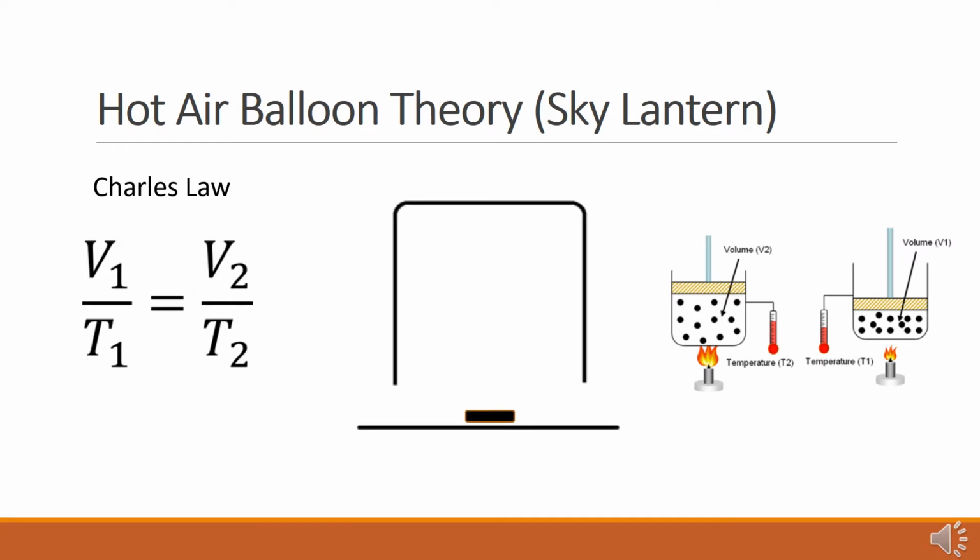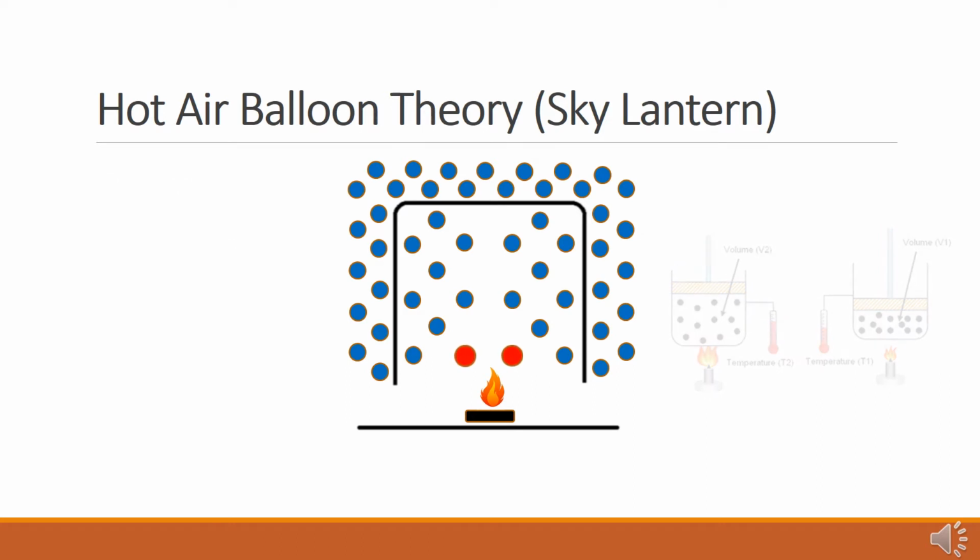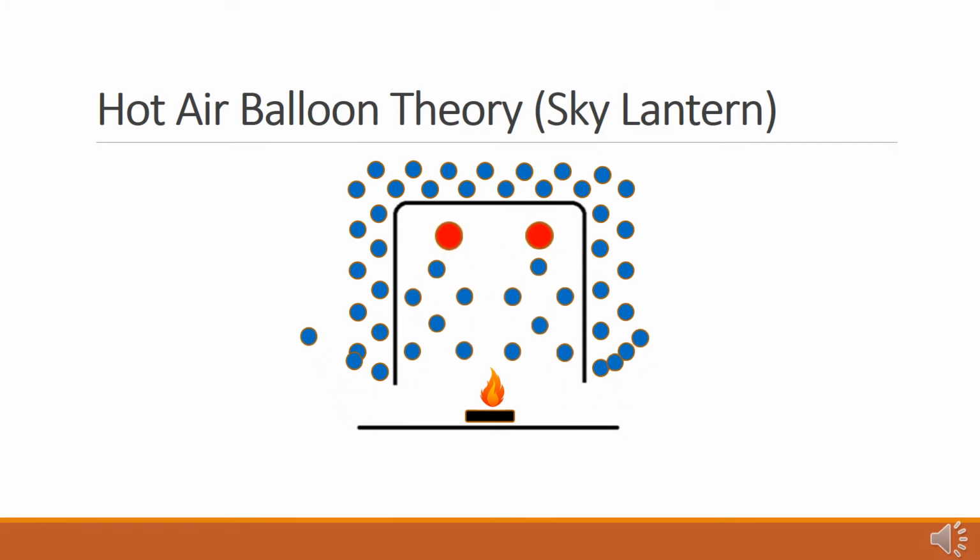For our sky lantern, the air inside the bag and the air outside are initially at the same temperature and the same density. When the flame is ignited, the air molecules nearest the flame absorb the heat energy, vibrate harder, require more space in which to move, and also start to rise. This forces some of the other particles in the bag to be pushed out. It also brings other cooler molecules in contact with the heat source.